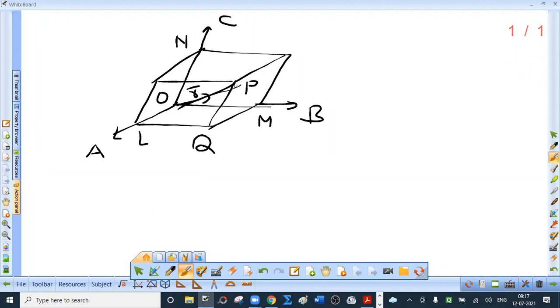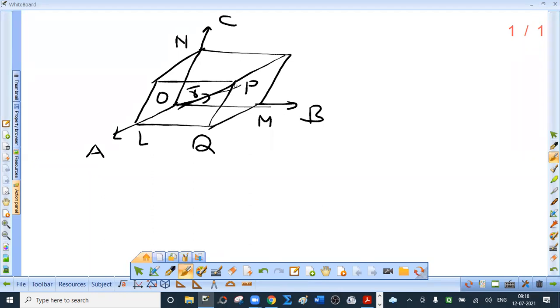Let OP bar represent the vector R bar, and OA bar, OB bar, and OC bar represent three non-zero, non-coplanar vectors A bar, B bar, and C bar respectively. Now through the point P, I have drawn planes which are parallel to the planes BOC, COA and AOB, intersecting the lines OA, OB and OC in points L, M and N respectively. I'll again explain from the beginning. See, let OP bar equal to say R bar be the vector in the space, and OA bar, OB bar, OC bar represent three non-coplanar vectors A bar, B bar and C bar respectively.